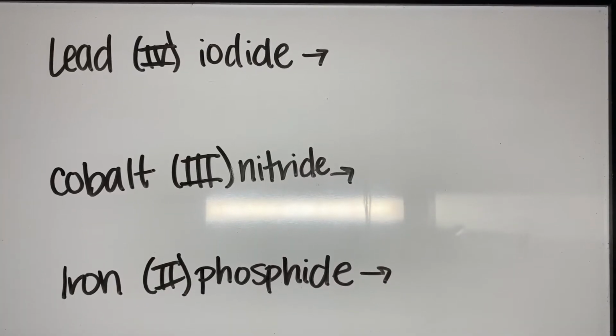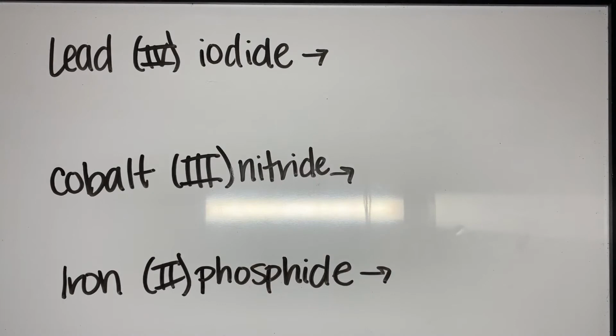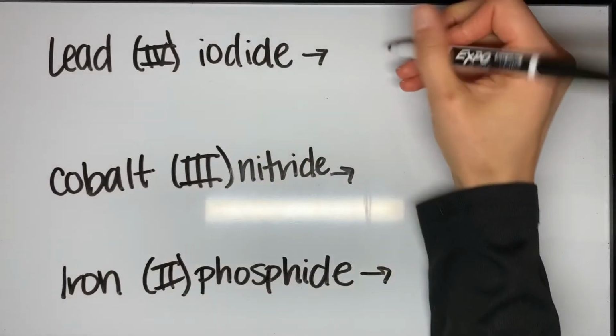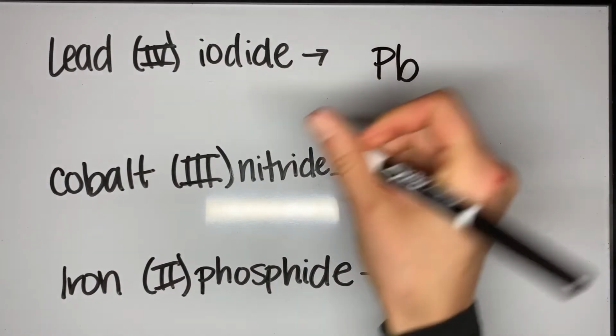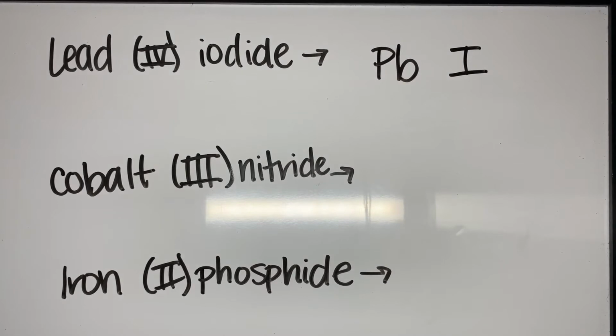Here are 3 practice problems. You can pause the video and give these a try, and then hit play when you're ready to see the answers. So this first one, lead 4 iodide, we're going to start by writing out the symbols for both parts. So lead we know is Pb, iodine is I. And now we're going to go through and put the charges on them.